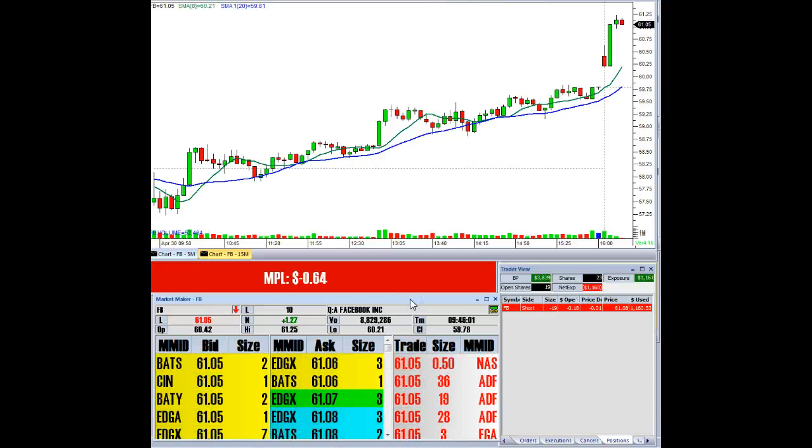Okay, it wants to come in a little bit here. Okay, so now I reduced my position. So now instead of being short 19 shares, now I'm only short 9 shares.